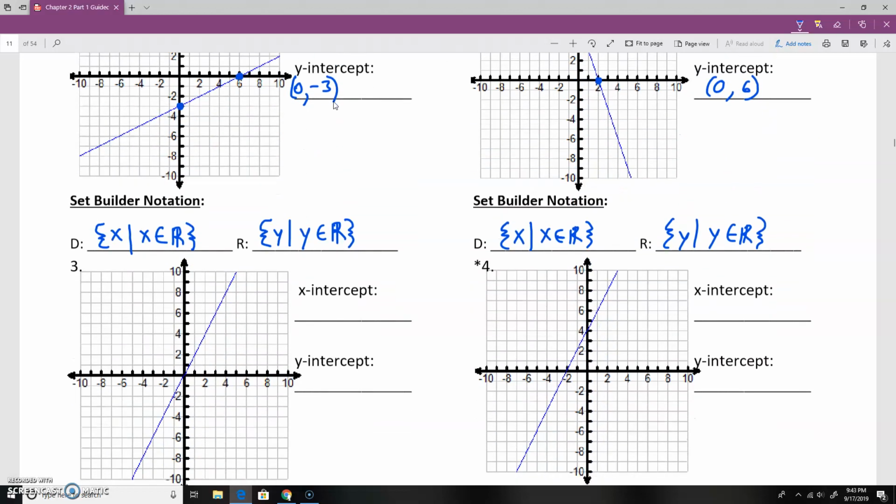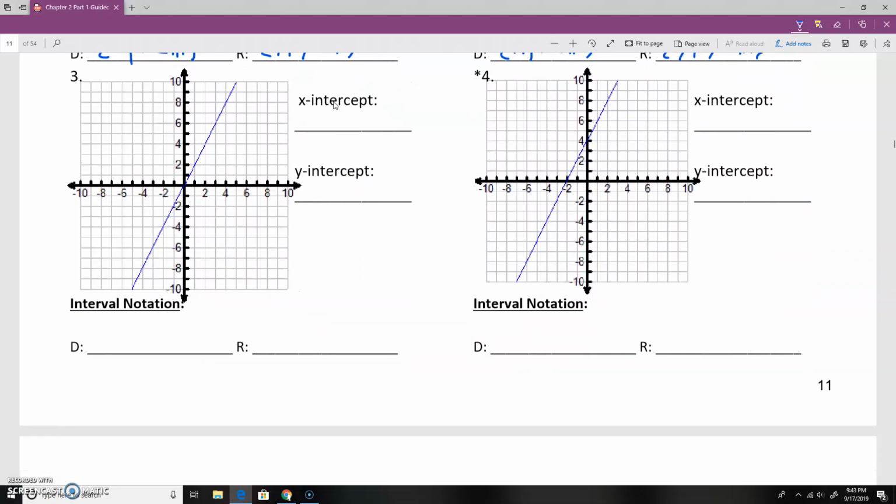Okay, let's look at a couple more examples. Right here, you're going to notice it crosses right here at the origin. So it crosses the x and y axis at the same place. Both of those are 0, 0.